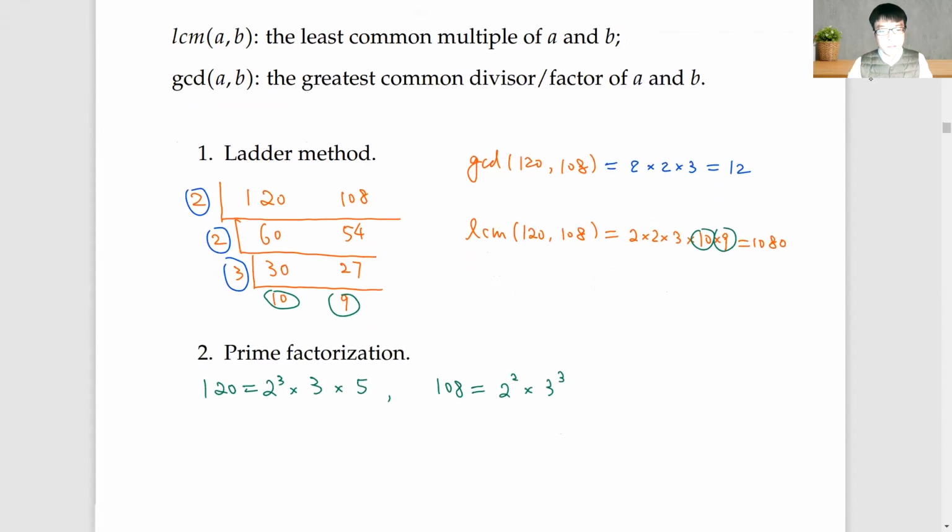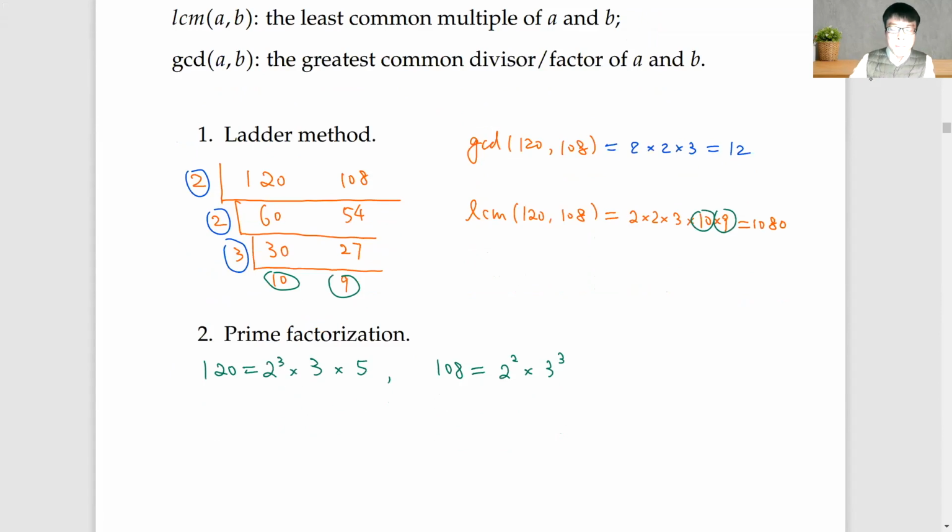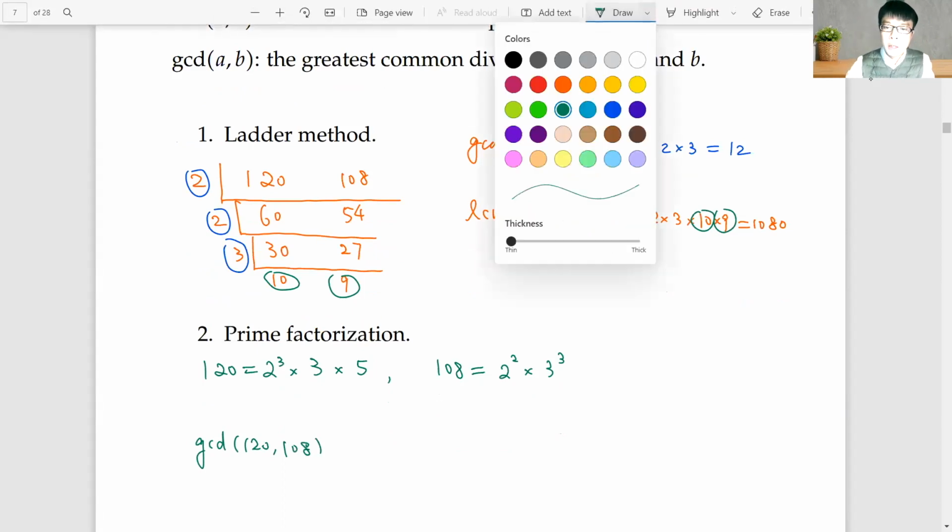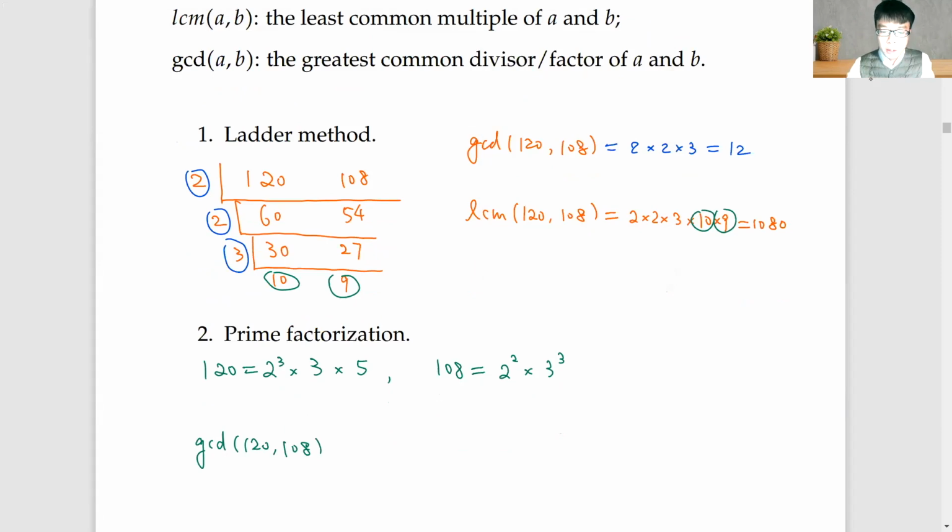So in this method, we compare their exponents. If you want to find the GCD, we basically take the smaller exponent. Okay, let me show you what it means. So here first, let me match 5 to 108. Because here in 120, we have factors 2, 3, 5. In 108, there's no 5, but just 2 and 3. So we can basically match this 5, but with 0 exponent. Okay, so they have the same format.